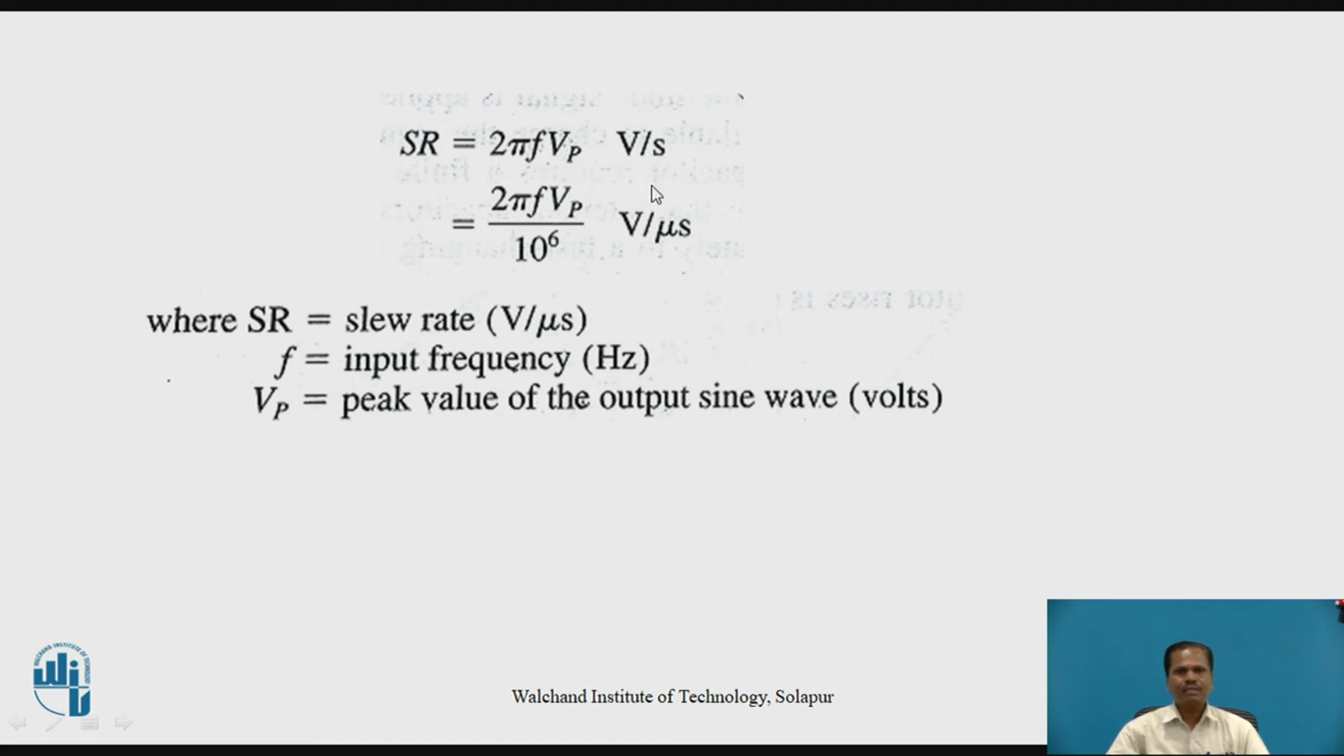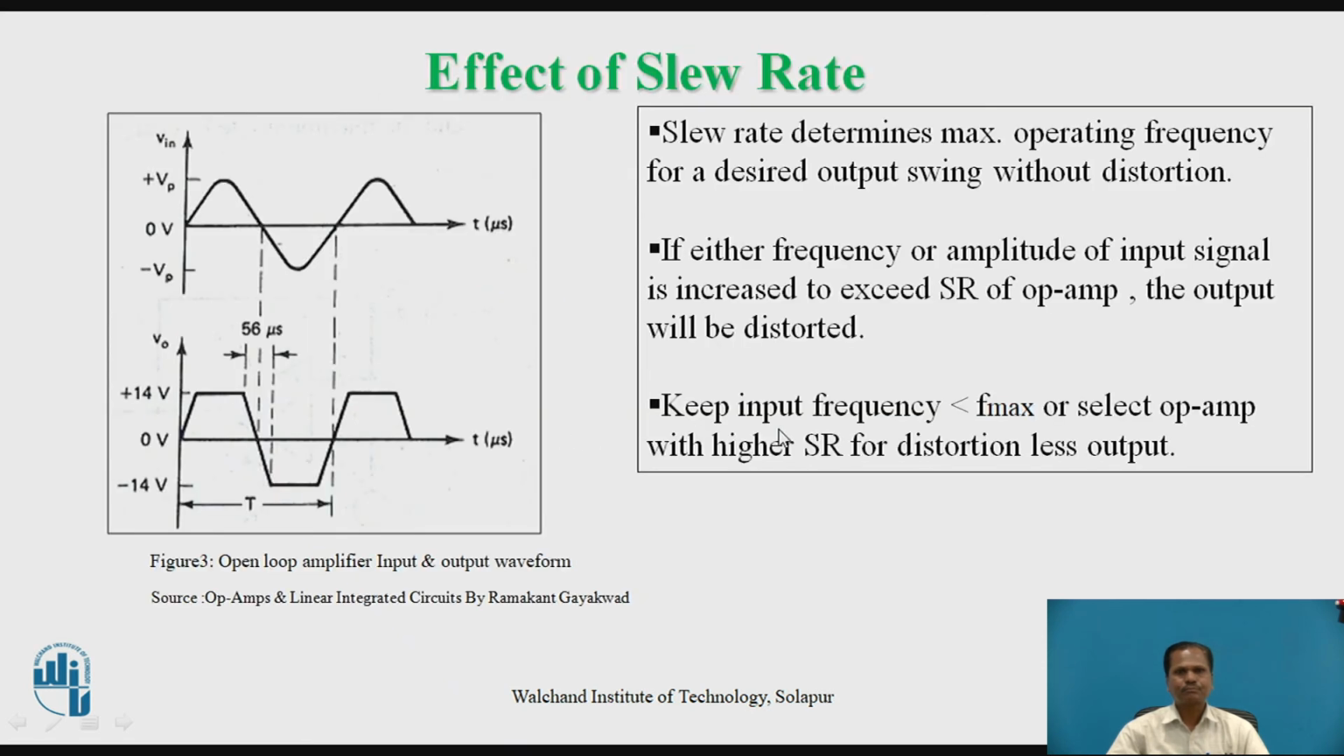So generally slew rate is specified in terms of volts per microsecond. So the final equation for slew rate is SR equal to 2 pi f Vp divided by 10 raised to 6 volts per microsecond, where SR stands for slew rate of the operational amplifier in volts per microsecond, and f stands for the input signal frequency. Vp is equal to the peak value of the output sinusoidal voltage signal in volts.